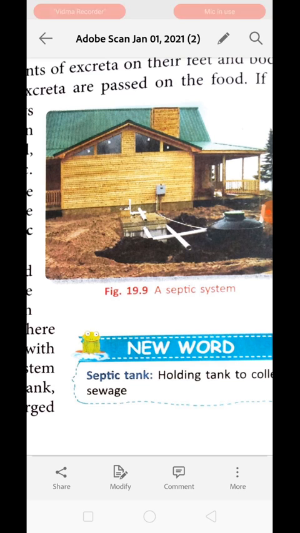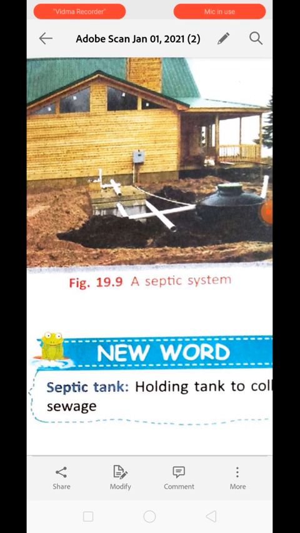In places where sewage treatment plants are not accessible, alternative methods for sewage disposal are used. One such method is the septic system. You can see over here, it is a septic system. A septic system is a highly efficient underground wastewater treatment. Septic systems are less expensive than sewer systems. A septic system uses a natural process to treat the wastewater. There are a number of different septic systems, each with its own design. The two main parts of the septic system are a septic tank and a drain field.